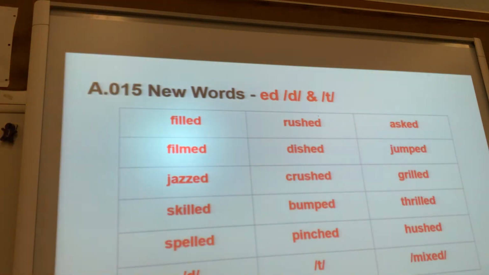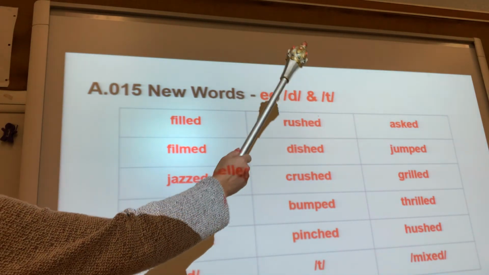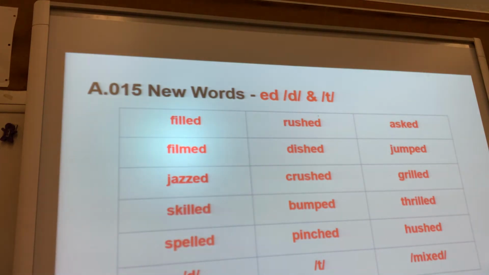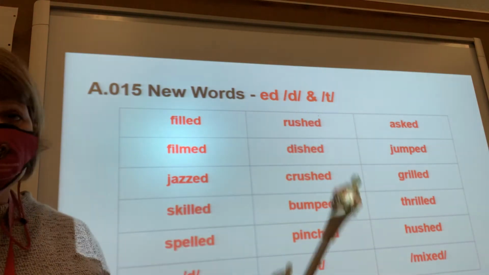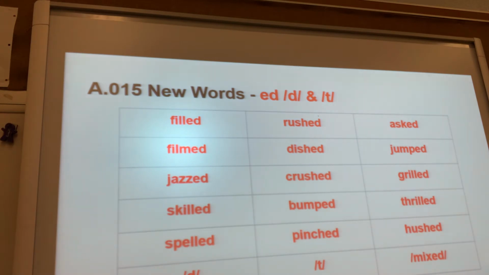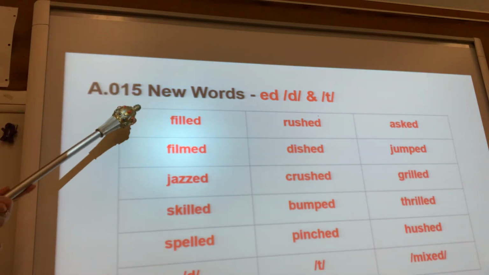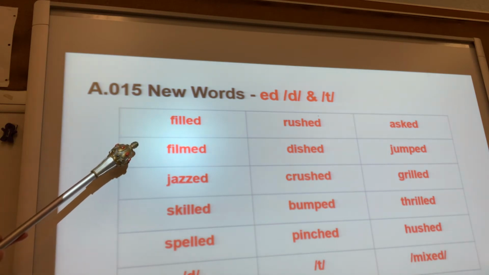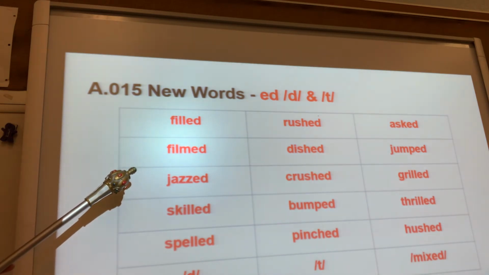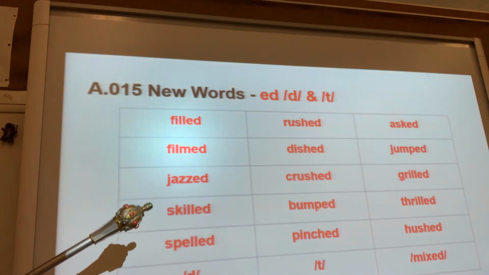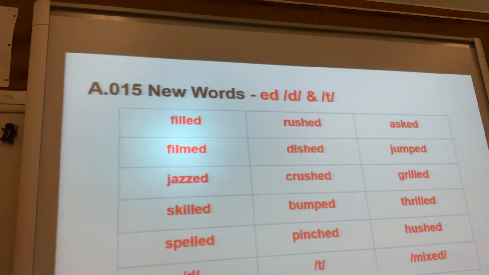All right. Our new one today is also using ED, where it can say a D sound like id, but it can also make a T sound when we have an ED at the end, okay? Let's see when it does. Let's see if we can read this column. They're all going to make the D sound at the end. Let's listen. Just repeat after me. Filled. Filmed. Found. Jazzed. Skilled. Spelled. And all those had a D sound.